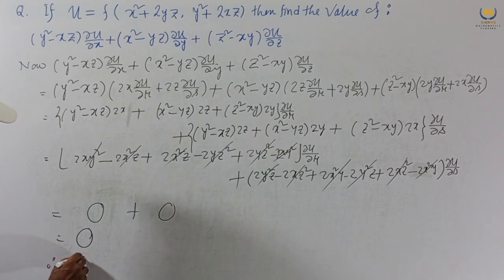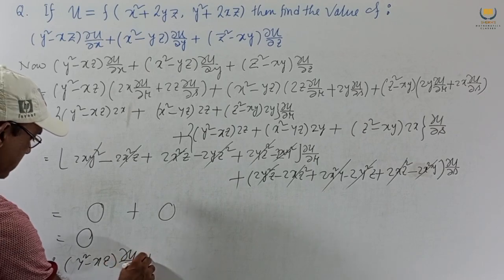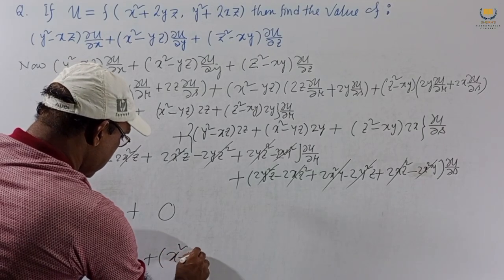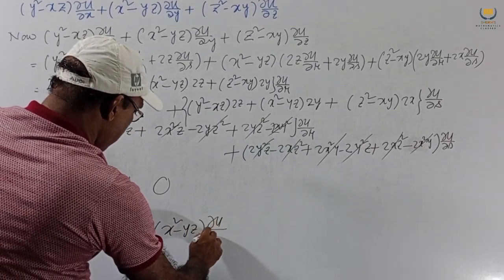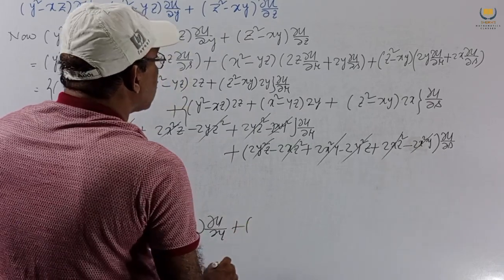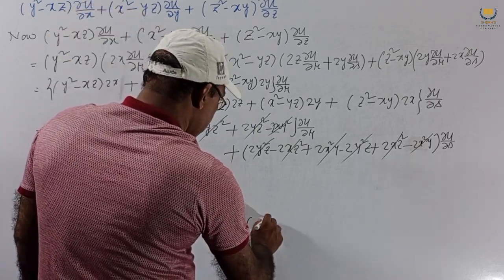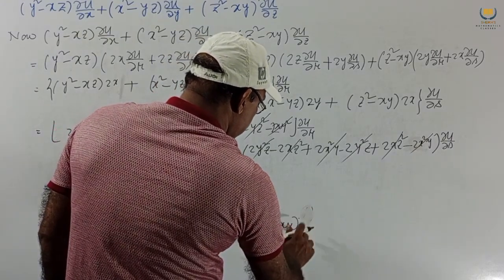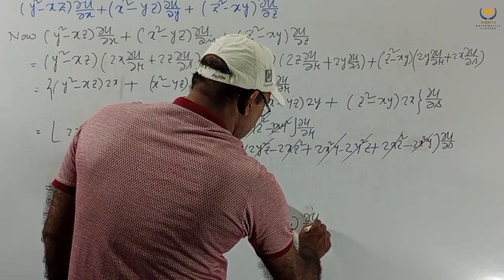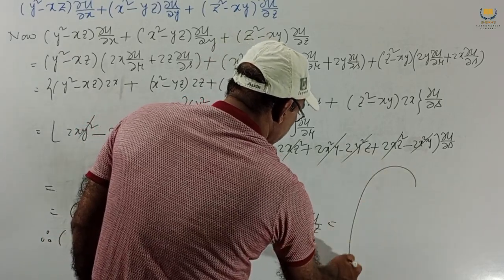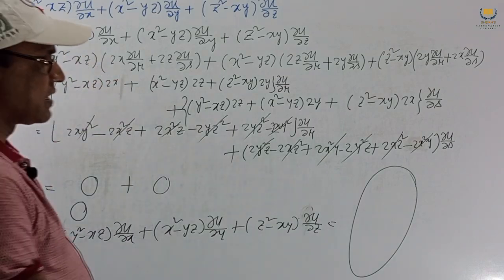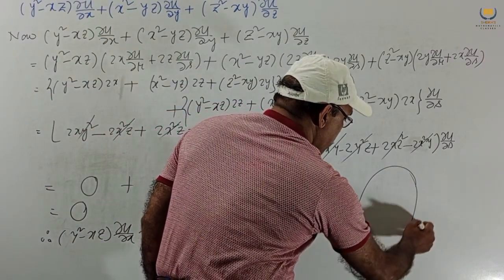Therefore, y square minus xz ∂u/∂x plus x square minus yz ∂u/∂y plus z square minus xy ∂u/∂z equal to 0. We get 0 answer. Answer is 0.